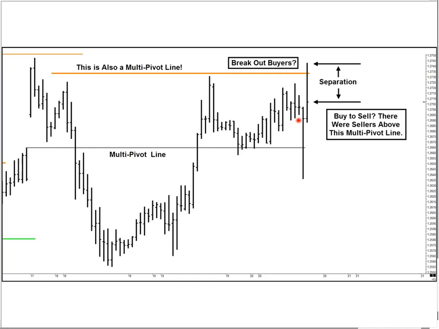So now let me just ask you a question. Buy to sell? So there were sellers above this multi-pivot line. Here we were selling to buy. There were buyers down here. Look at the nice separation on this bar. We had beautiful separation on this bar. Look at the nice separation on this bar. Two nitwit bars. And remember, these aren't 5-minute bars. These are 60-minute bars. So it's a big deal to have this amount of separation on two back-to-back 60-minute bars. That tells you there's some significant players here. There's significant players here. This isn't just one Fed announcer. This is 2 hours of trading. Big deal.